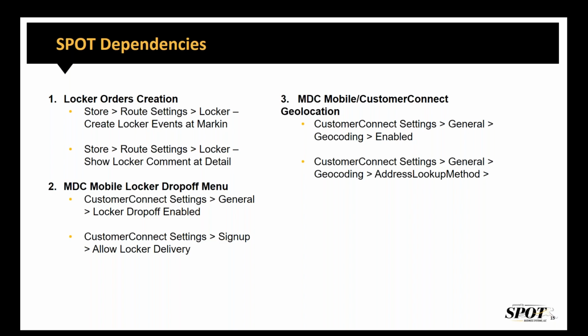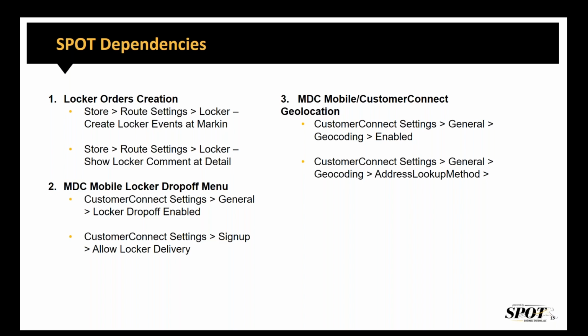Number two, my Directly mobile locker drop-off menu. If you have the mobile app but you don't see the locker menu on it, make sure that you have these settings enabled. You do not need to request our app team to enable that for you. You can do this yourself. It's fairly easy. All you have to do is go into your Spot company settings: company Customer Connect settings, general, locker drop-off enabled, and Customer Connect settings, sign up, allow locker delivery. These two will enable the locker operation on the mobile app and on Customer Connect.